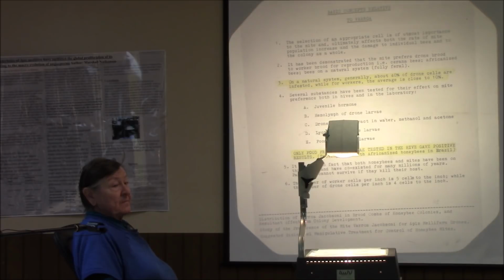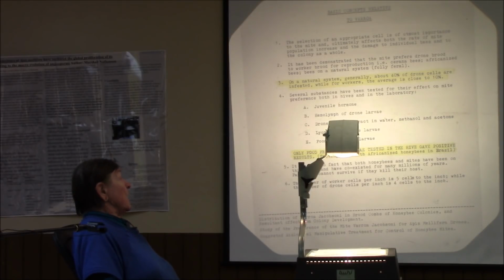On a natural system, generally about 40% of the drone cells are infested, while for workers, the average is close to 10%. But if what goes in never reproduces, there's never a problem with the workers. And normally, it's the drone cells where they reproduce. And then normally, even with mites, it's not more than 1 or 2 if you're on the old 5.5 natural size, where the drone line crosses. But then we've got bigger drones anymore because the stuff's been upsized 40 to 60%.